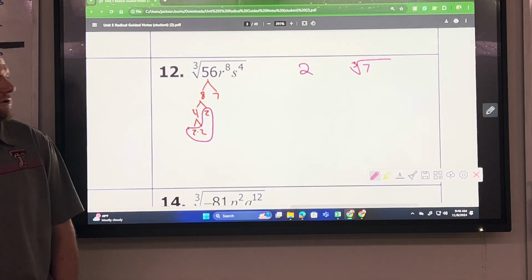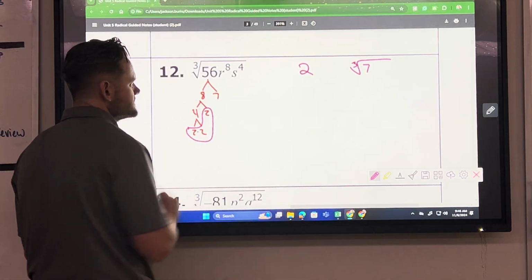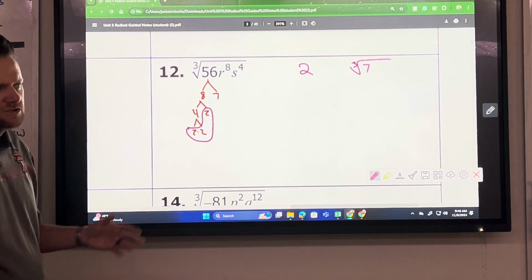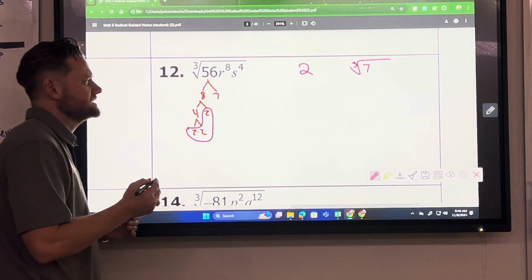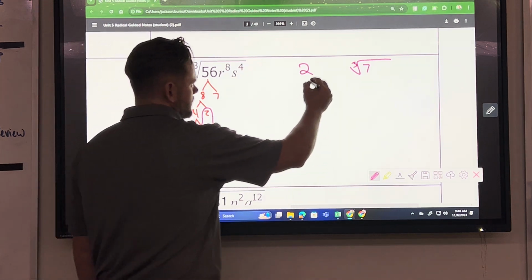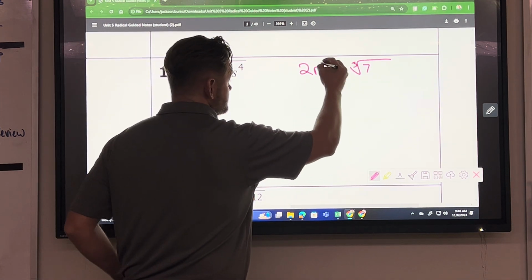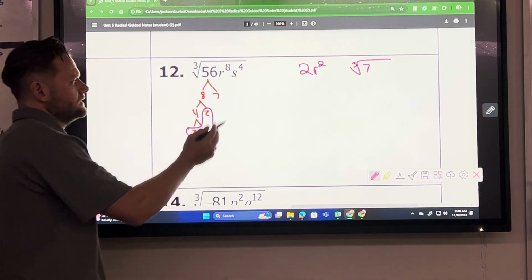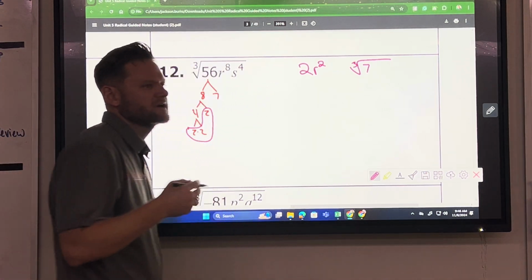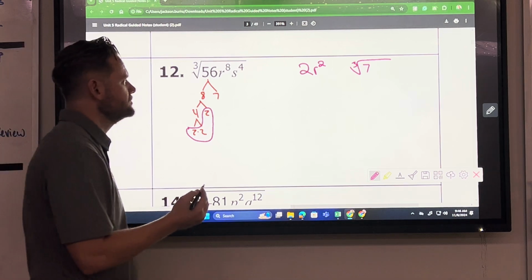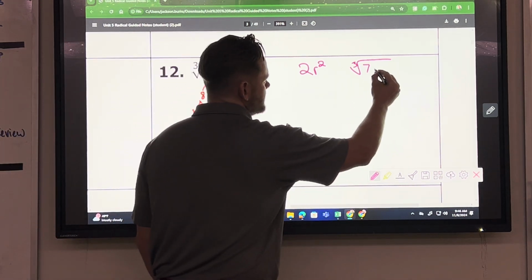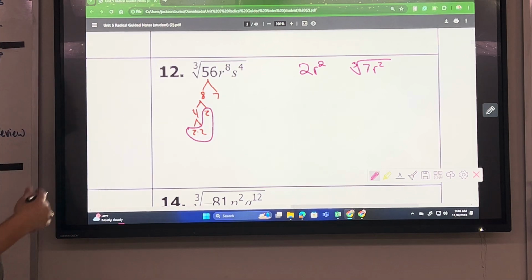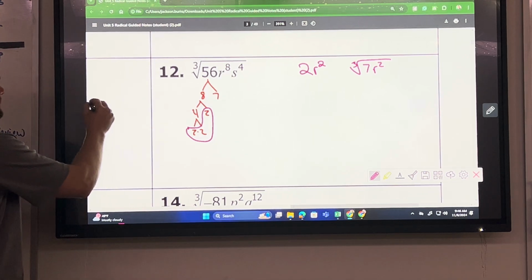Now I have r to the 8th. So what is 8 divided by 3? Well, it's 2 2/3, 2.66, right? So I get r squared. Now I need 0.66. Well, I'm working with thirds. I know that's 2/3, right? So I must have an r squared underneath the cube root, right? You think about it, right?